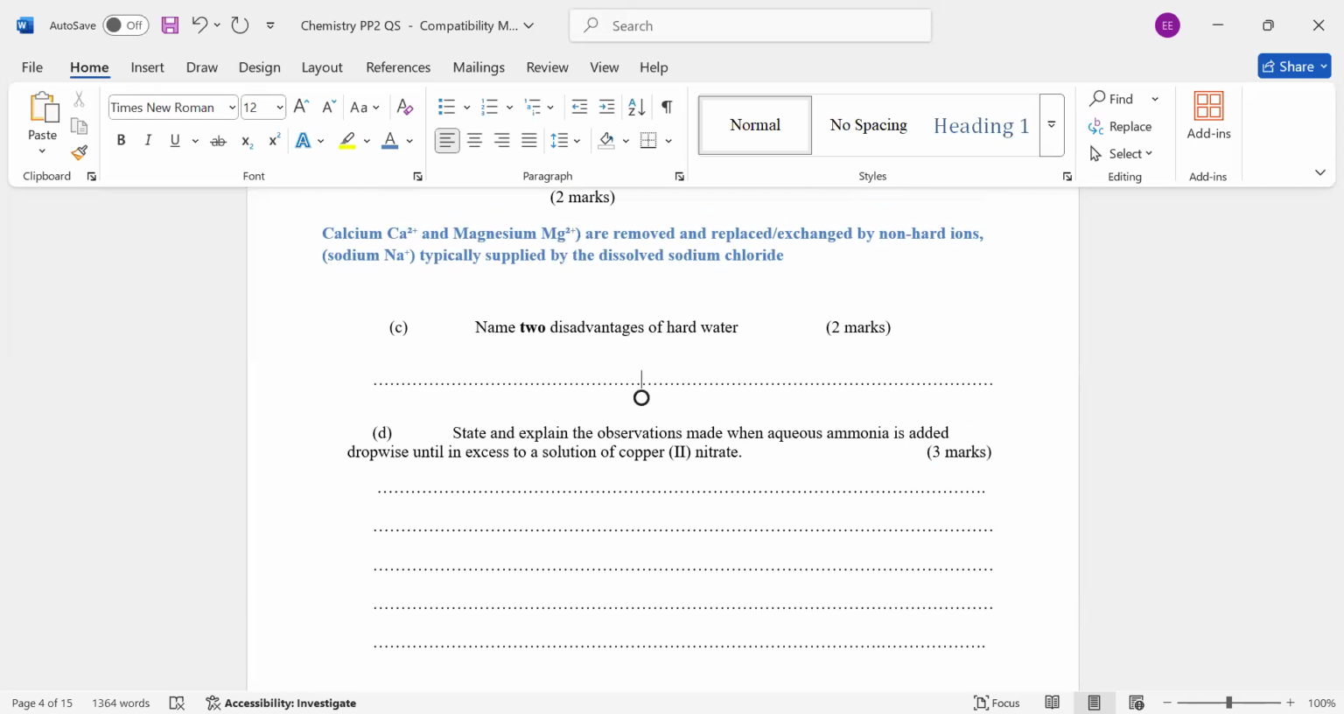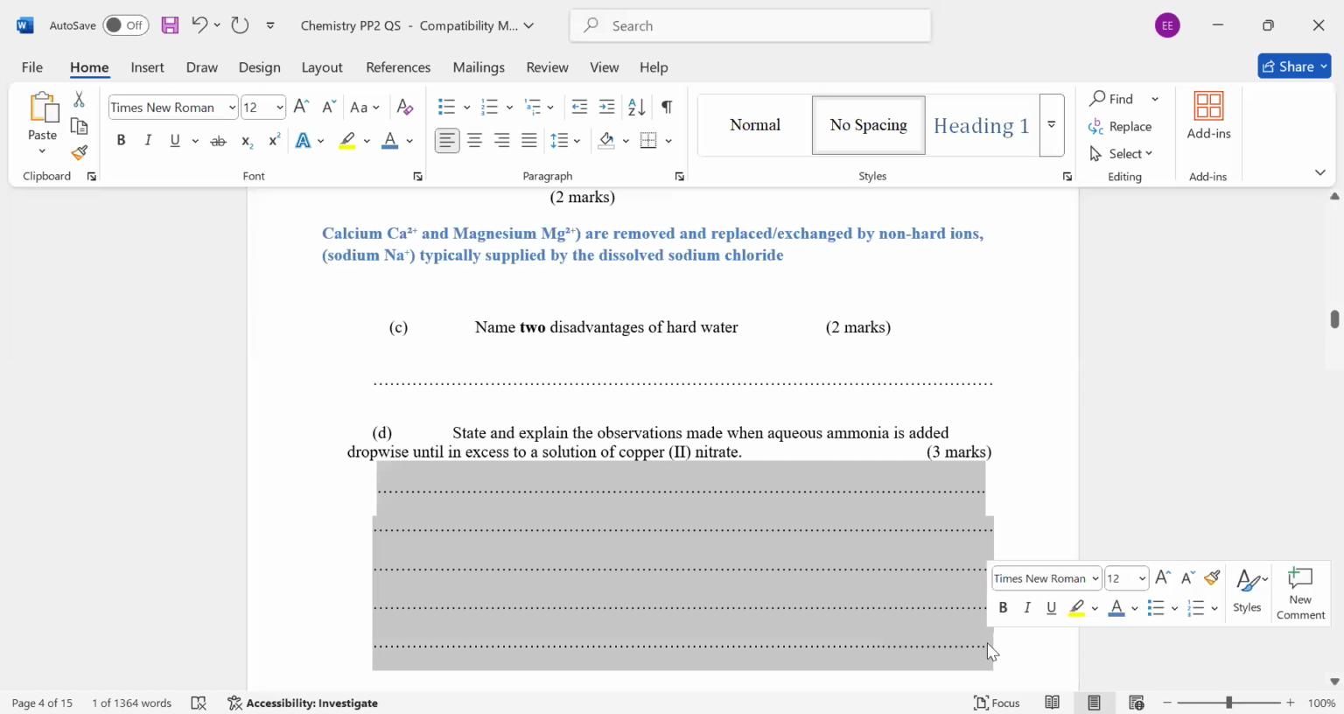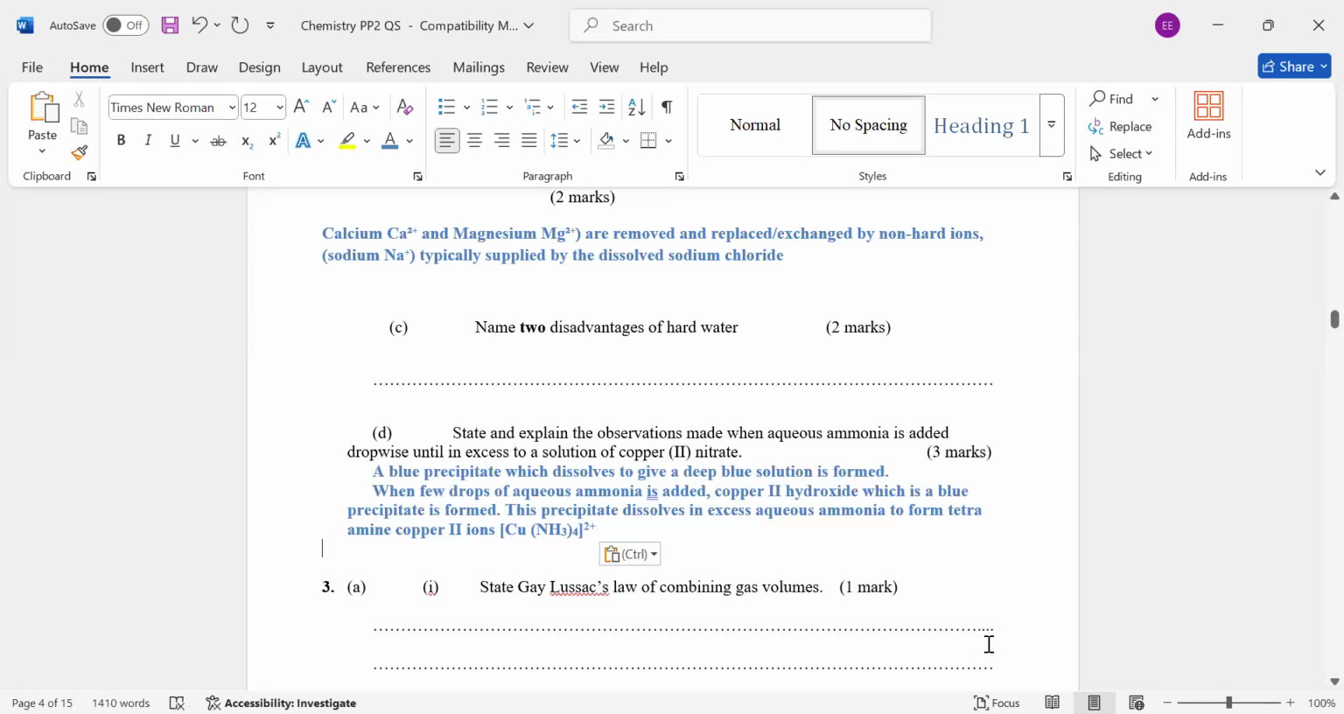And just like what he has said, the blue precipitate is copper 2 hydroxide. Then that copper 2 hydroxide, if you continue adding excess ammonia solution, will dissolve to give what we call the tetraammine copper 2 ion. I think I've given that there.